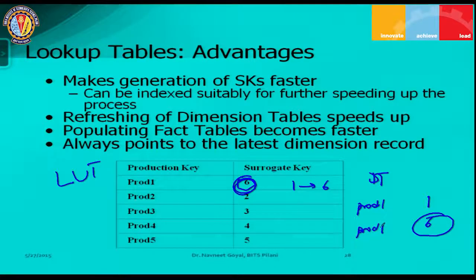Populating fact tables also becomes faster, because when you load the fact table records, you need to find out what is the latest assignment of surrogate key, the latest instance of that record, and that corresponding surrogate key only has to be used, and it always points to the latest dimension record. So all these are advantages of lookup tables, and they are very, very useful. For every dimension table there will be a lookup table.